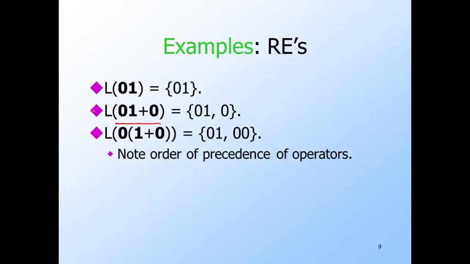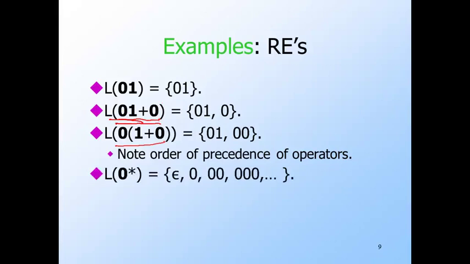The language of 0 concatenated with (1 plus 0), that's this expression, is the two strings 01 and 00. Notice that we need parentheses to force the plus to group first. Without them, since concatenation takes precedence over plus, we get the interpretation of the second example, that is, this one, and obviously you would get somewhat different languages. The language of 0 star is the star of the language containing only the string 0. This is all strings of zeros, including the empty string.